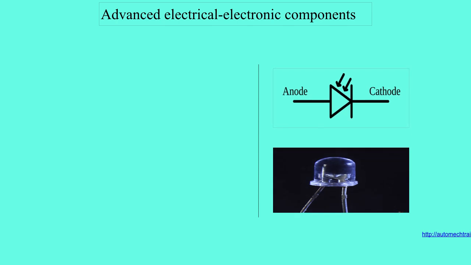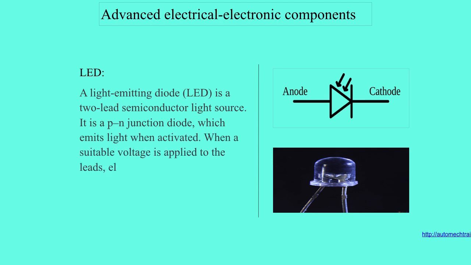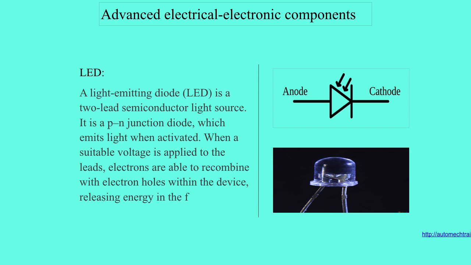LED. LED, a light-emitting diode, is a two-lead semiconductor light source. It is a p-n junction diode, which emits light when activated. When a suitable voltage is applied to the leads, electrons are able to recombine with electron holes within the device, releasing energy in the form of photons.